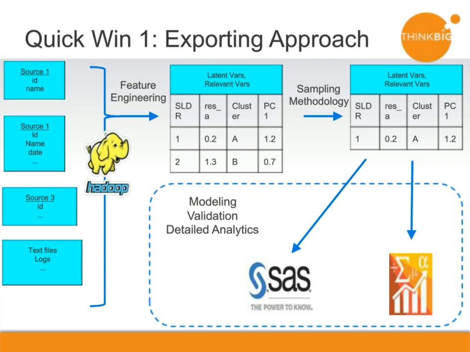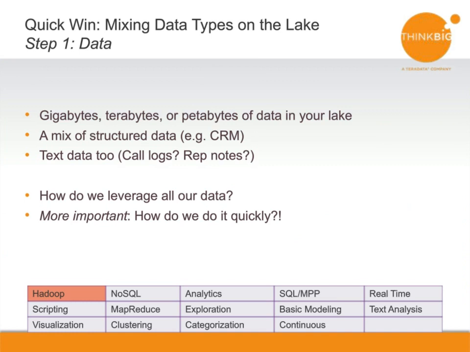So the scenario is what most folks find themselves in when they talk about getting into a data lake, right? They've got gigabytes, terabytes, maybe even petabytes of data in the data lake. It is typically a mix of structured data, maybe something like their customer relationship CRM data, things like what your purchasing records were, what outreach we had from advertisements, that kind of good stuff, as well as some sort of unstructured data. Maybe we're talking clickstream, maybe we're talking raw text like call logs and rep notes.